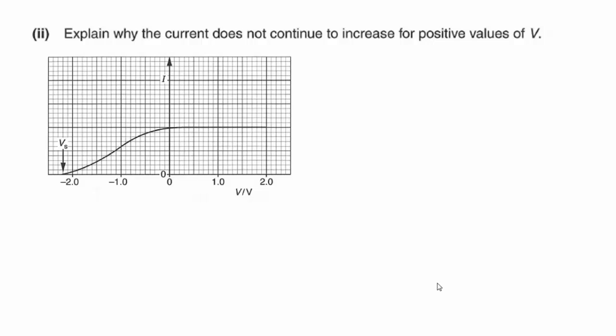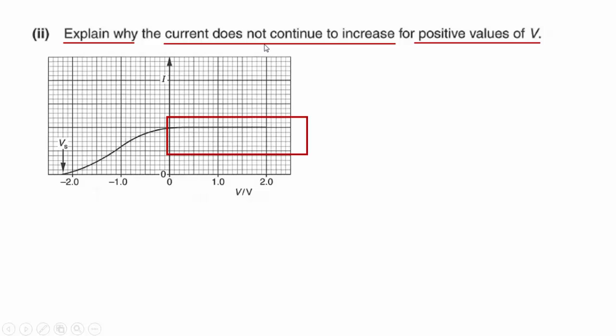Next, we will move on to B part 2. For this question, we have to explain why the current does not increase for positive values of V. Hence, the region we are interested in is this region where the current saturates. Let us think of why current saturates first.